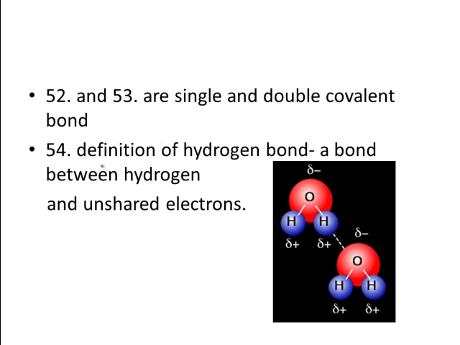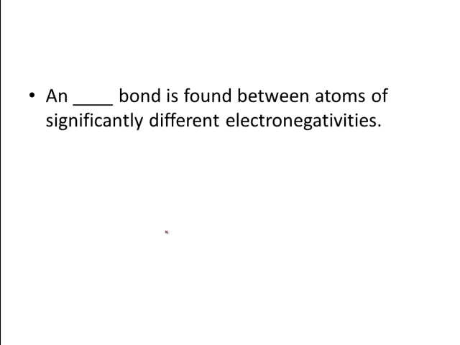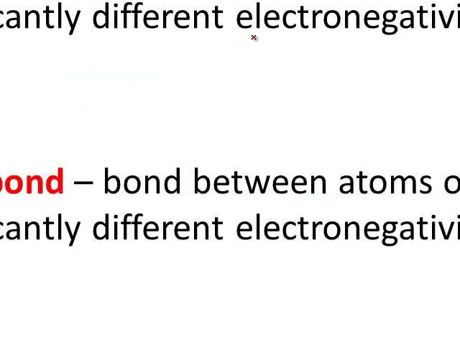54 is just talking about the definition of a hydrogen bond. It's a bond between a hydrogen and an unshared pair, and this is an example of what's going on. Here's oxygen that has its unshared pairs over here and here, combining with hydrogen, and they both have very, very small dipoles. And 55. A bond is found between atoms of significantly different electronegativities. And this is once again testing you for your knowledge of ionic bonds in terms of being made out of metals and non-metals. Another way of saying that is that they have very different electronegativities.